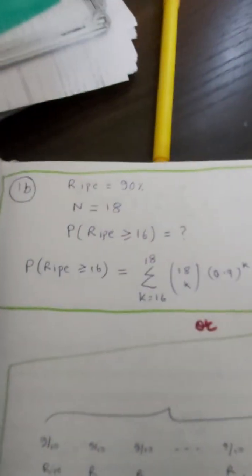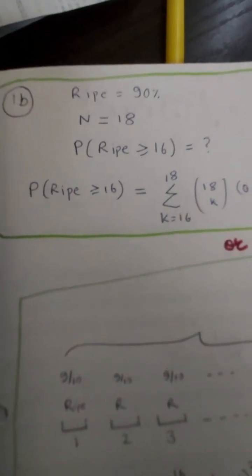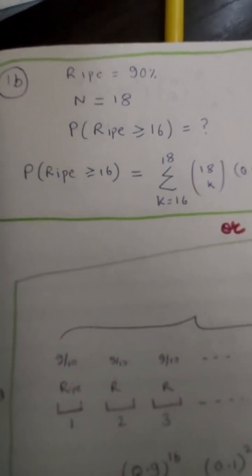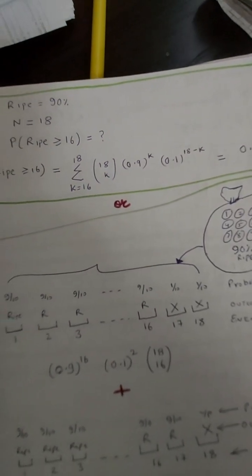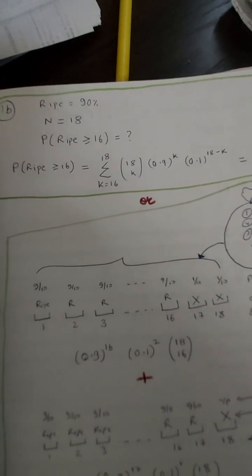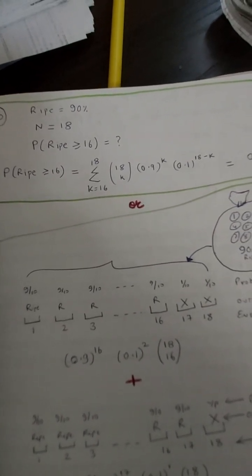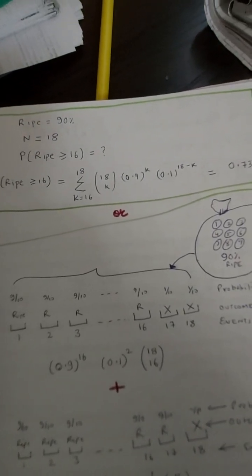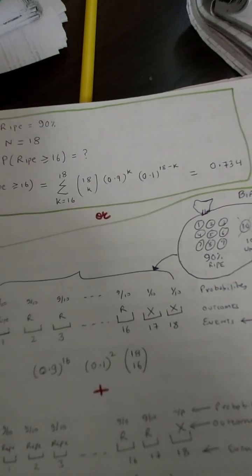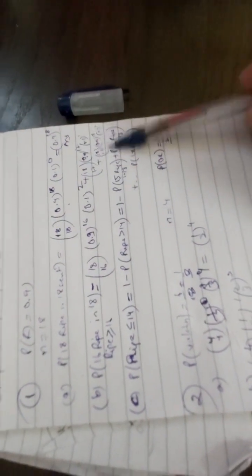So the equation becomes like this: ripe 90% given, n 18 given, probability of finding the ripe ones greater than or equal to 16 is given directly by this formula. So choosing 16 or more will be 18 choose 16, 0.9 to the power 16, 0.1 to the power 18 minus 16, which is 2. So there I have done it. Then 18 choose 17 and 18 choose 18, and putting the appropriate numbers, you will get the answer.